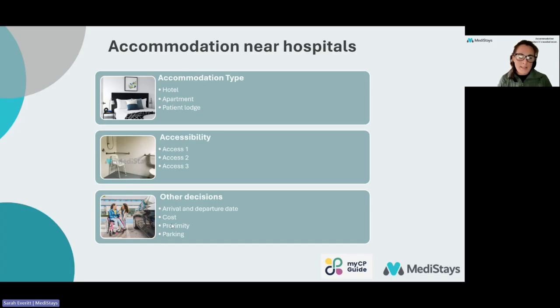So if somebody with CP is staying with family or carers, and they were a wheelchair user, for example, then it would be absolutely essential that that bathroom was wheelchair accessible. But in that case, the other aspects of the property don't necessarily need to be accessible. They don't require a height-adjusted kitchen.